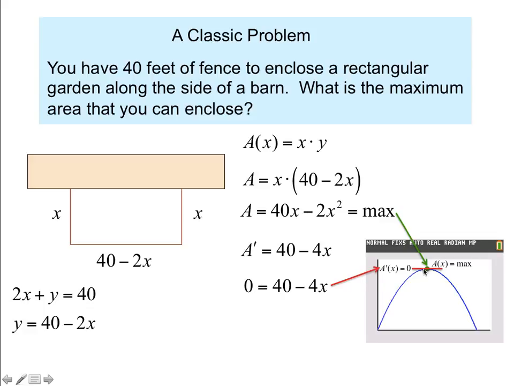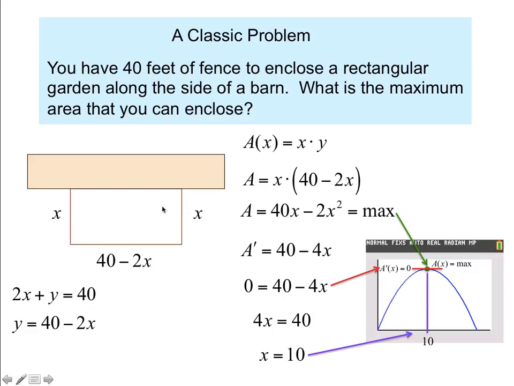So we know that setting it equal to 0 is identifying this flat spot on the function. That's where we have 0 slope, because we have 0 derivative. And when I say derivative, you're thinking slope. And so when we solve that, we get an x value of 10. So we know then that when x is 10, we've maximized our area.